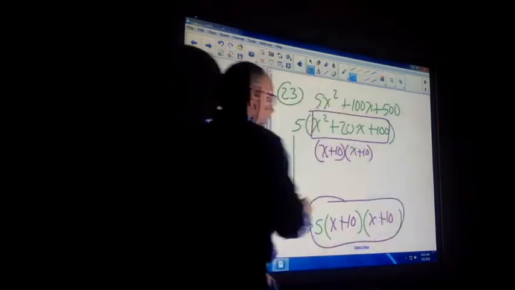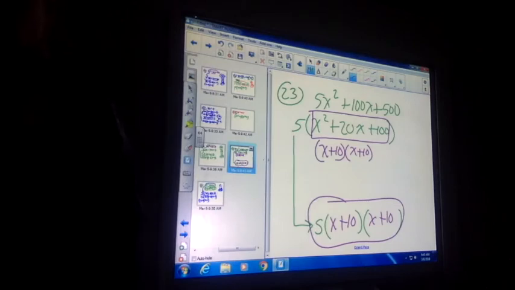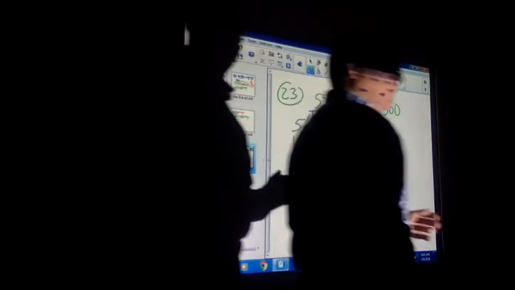And there's our answer. Even if you didn't do the GCF, you would still get x plus 10, x plus 10. Okay. I was like, wait a minute.